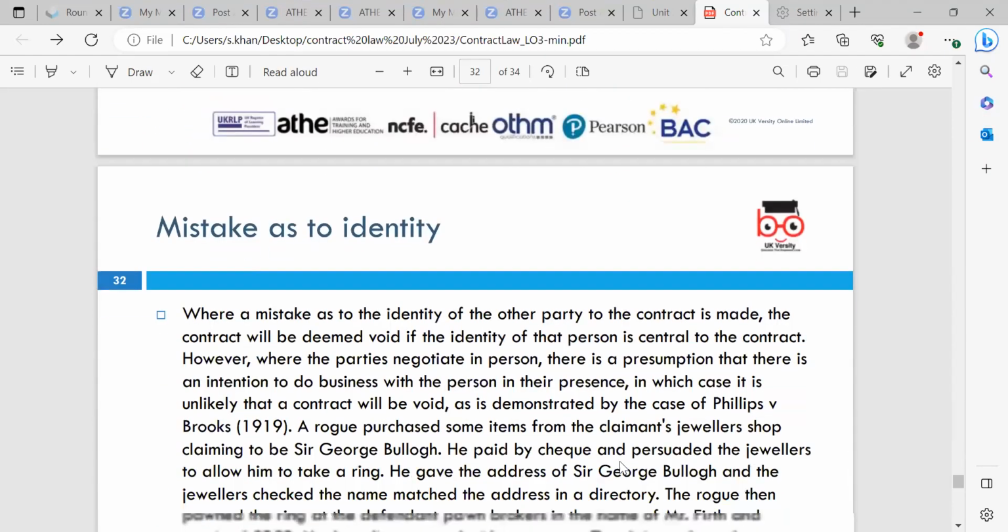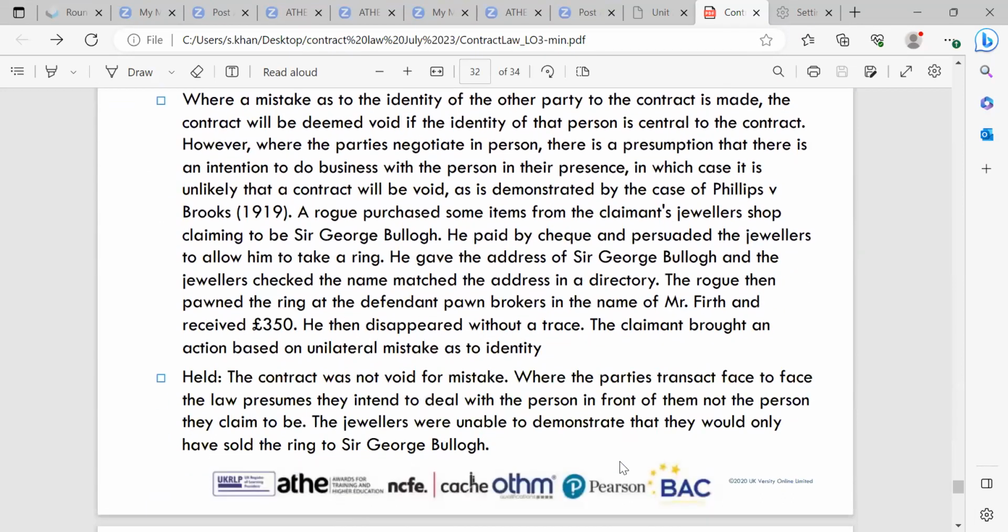Mistake as to identity. Where a mistake as to the identity of the other party to the contract is made, the contract will be deemed void if the identity of that person is central to the contract. However, where the parties negotiate in person, there's a presumption that there's an intention to do business with the person in their presence, in which case it is unlikely that the contract will be void, as demonstrated by the case of Phillips v Brooks, 1919.